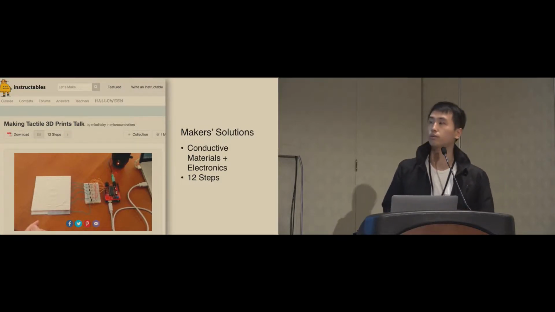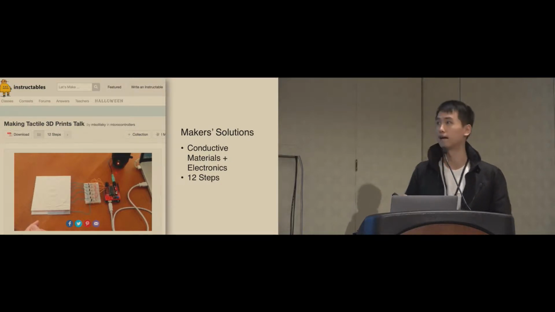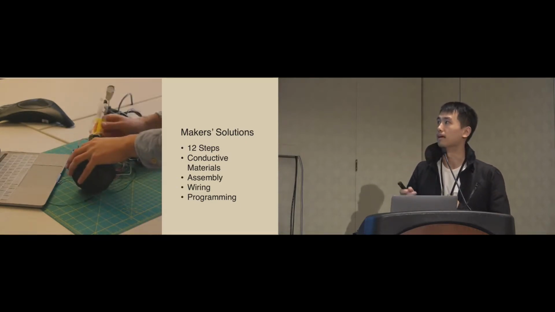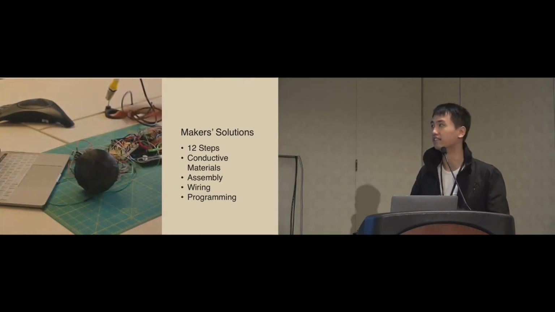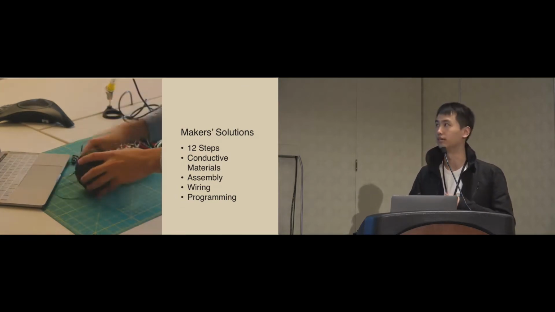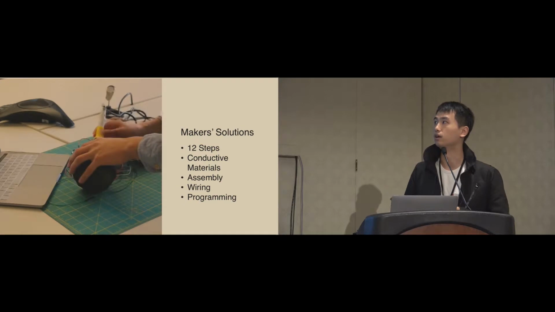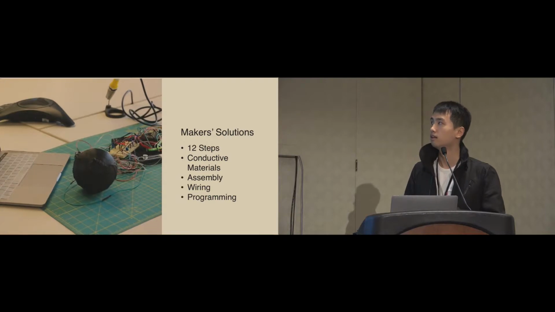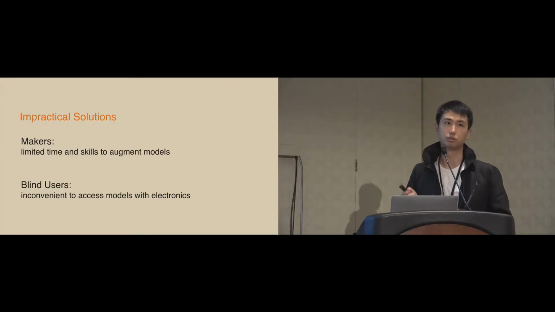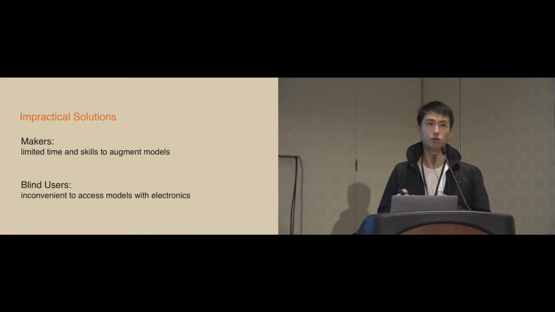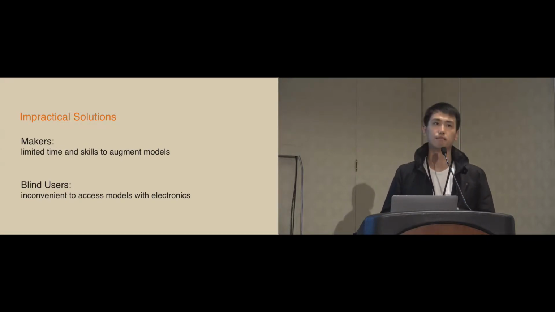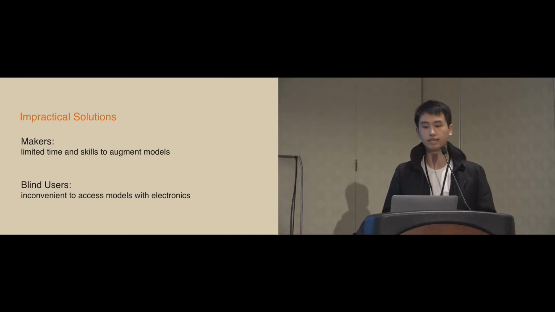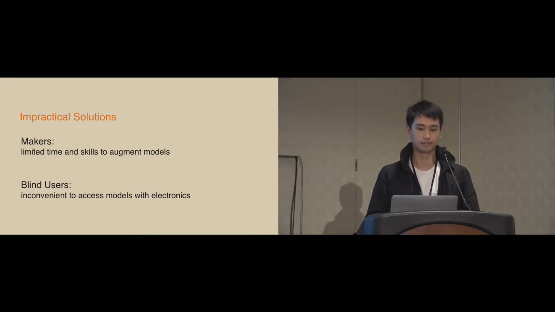In this online instruction, we can make a 3D print talk in 12 steps. This would involve printing part of the model in conductive material and assembling, wiring, and sometimes you even need to program the entire annotation manually. As you can see in the video, this activity will involve a lot of devices, effort, and skills. These impractical solutions have two downsides. For makers, although they are willing to help, most of them don't have time or skills to create augmented models. And for blind users, it's also inconvenient to access models with electronics.